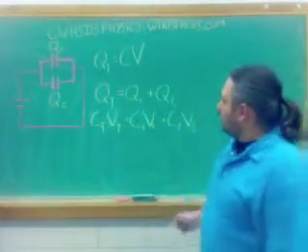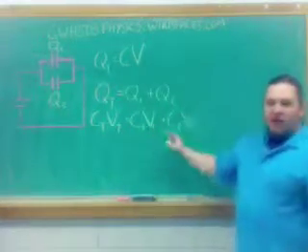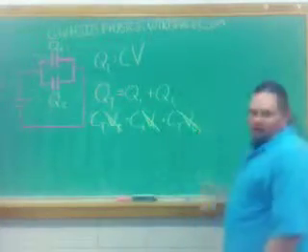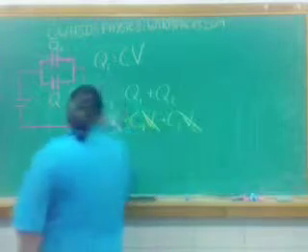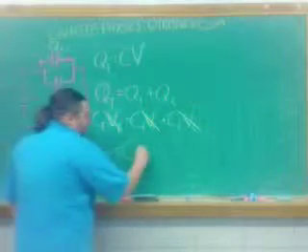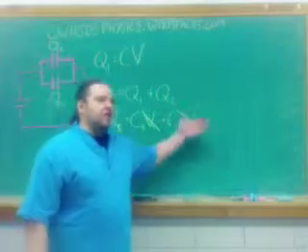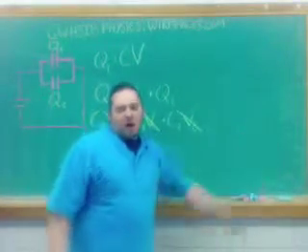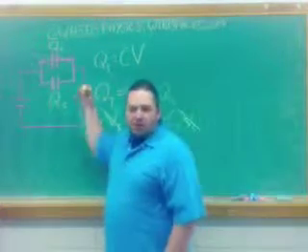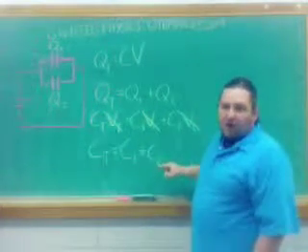But because it's in parallel, the voltage across each capacitor is the same as the total voltage, so I can cross these terms out. I'm left with this equation where the total capacitance is equal to the capacitance of 1 plus the capacitance of 2 plus the capacitance of 3, and so on. So when dealing with capacitors in parallel, they are summative.